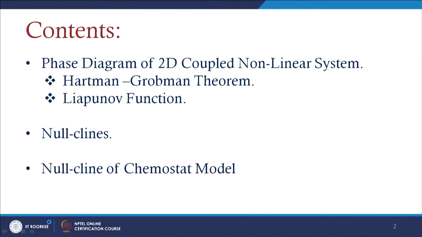First, we will go for a phase diagram of a 2D coupled nonlinear system, since as I told, in the last lecture we discussed the 2D coupled linear system. This nonlinear system can be dealt with by two methods: the first is the Hartman-Grobman theorem and the second is the Lyapunov function, and it can be analyzed through nullclines also. Then, in the final phase of this lecture, we will go for the nullclines of the chemostat model.